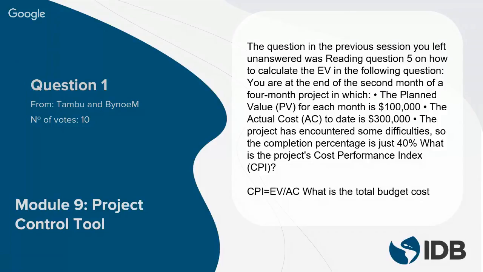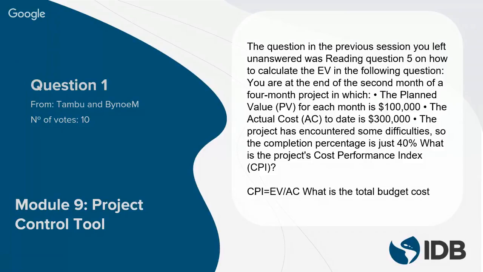And what you notice is that the planned value is 1,000. The actual cost to date is 300,000. And the project has encountered some difficulties, so the completion percentage is just about 40%. You're in the 2nd month of your 4-month project, so you would normally expect that you're sort of halfway, maybe 50% complete, but apparently due to some difficulties, you're just at 40%. Now the question is, what is the project cost performance index, CPI?